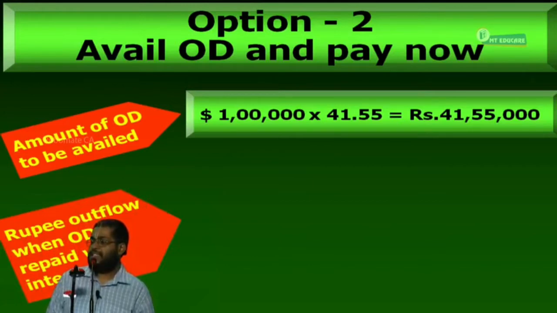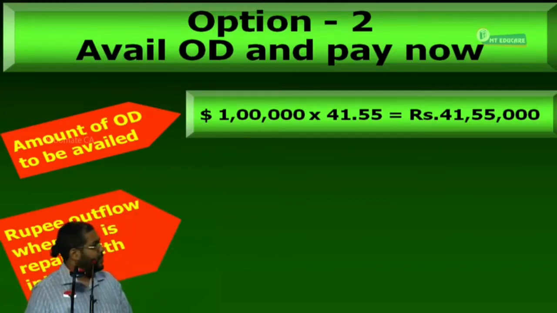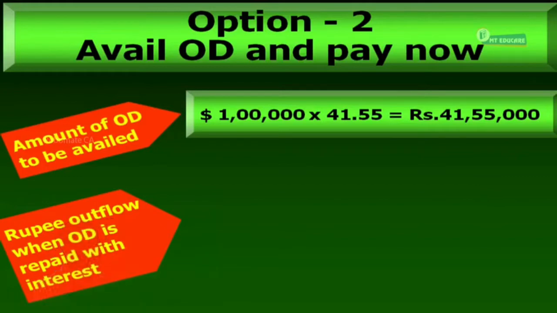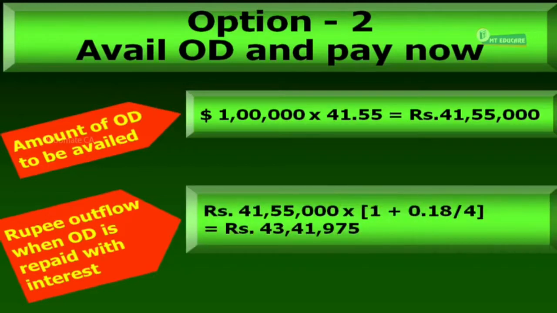Rupee outflow when OD is repaid with interest. Tell me, what into what? 41 lakh 55,000 into 1 plus 0.18 by 4. Respond. Can I proceed? No. That is equal to 43 lakh 41,975. Can I move to the next point or not?